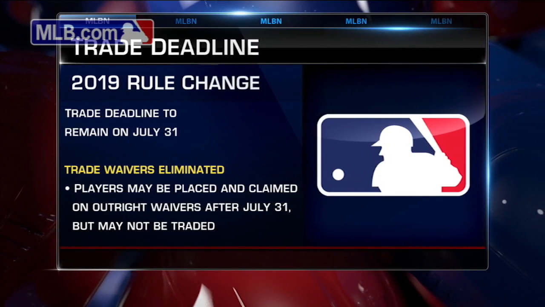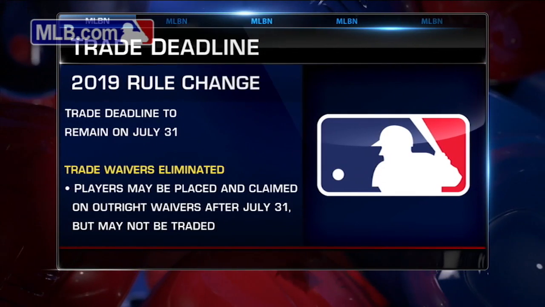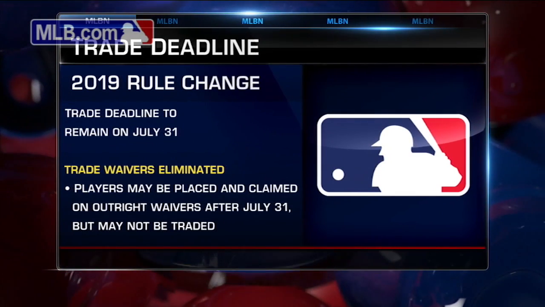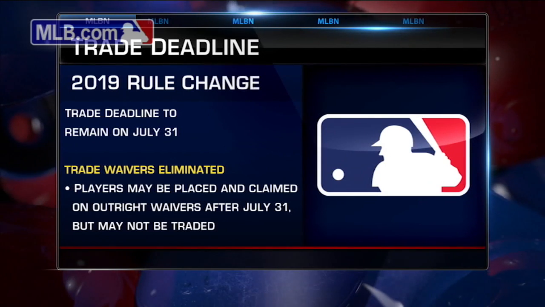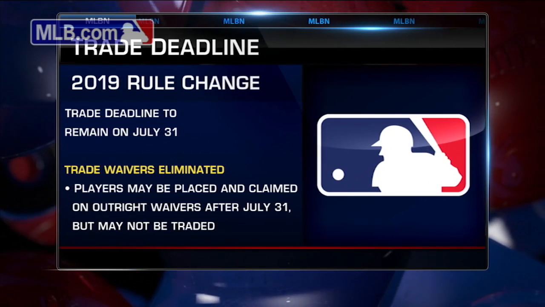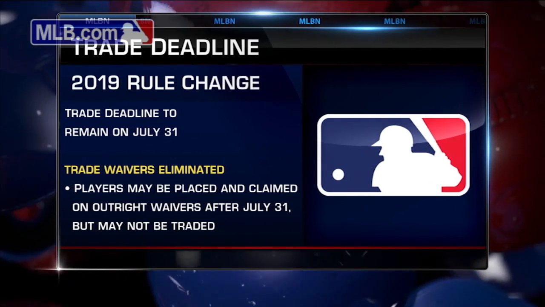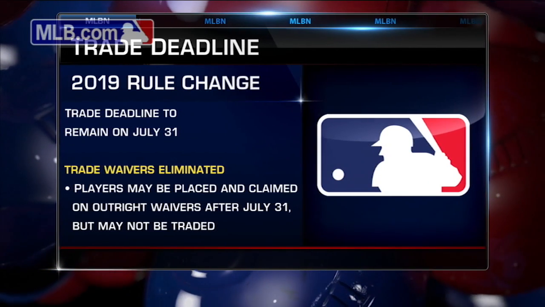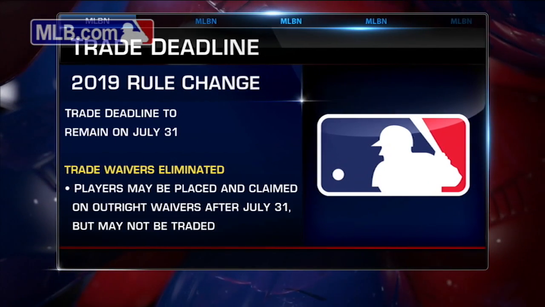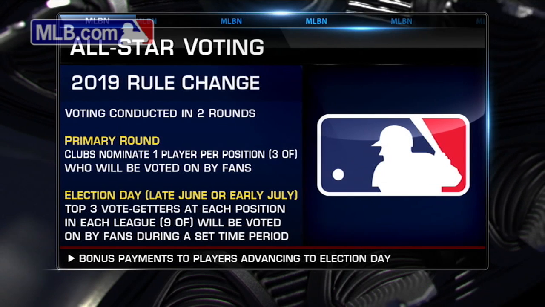This is a biggie, the trade deadline. The 2019 rule: the trade deadline is going to remain on July 31st, but that's going to be the only one. Trade waivers eliminated. Players may be placed and claimed on outright waivers after July 31st, but they may not be traded.